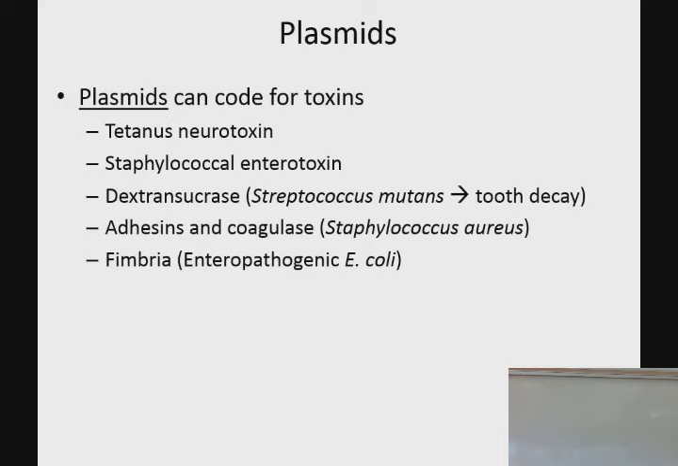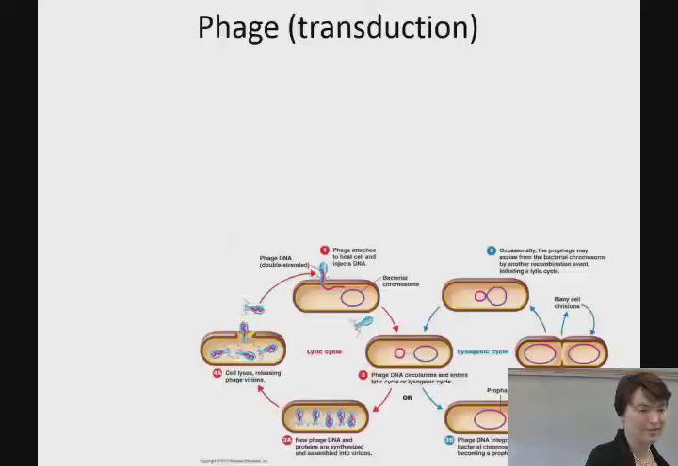Streptococcus mutans makes a toxin that causes tooth decay, and it has a plasmid that contains this gene. Some of the pathogenic strains of Staphylococcus aureus that cause flesh-eating bacterial disease have exotoxins that are on plasmids, and the enteropathogenic E. coli also has this on a plasmid. So we've talked about this, I'm not going to go through it again.